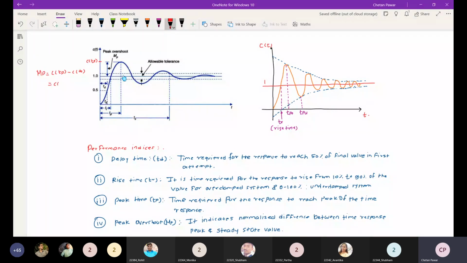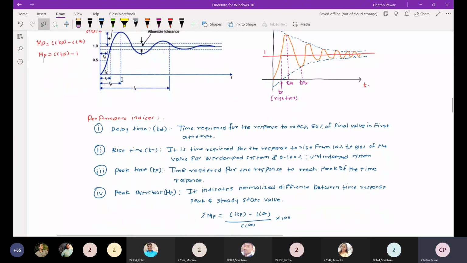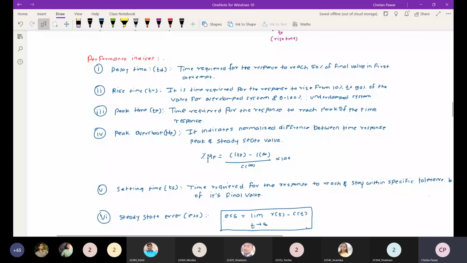Okay, so C of Tp minus 1 is the peak overshoot, Mp. This is determined in percentage also, with respect to the steady state value. So that will be the percentage peak overshoot: the difference between the peak value and the steady state value, normalized by the steady state value, multiplied by 100.